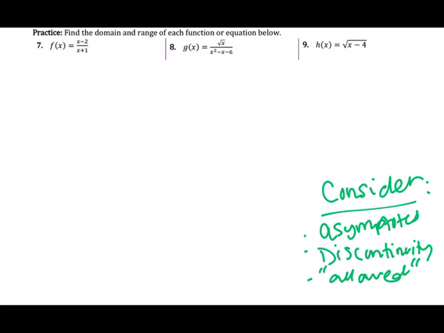Consider if there's a value that x can't be or if there's a discontinuity. And consider what is allowed. What are you allowed to plug in as your x values? So let's talk about domain on number 7.